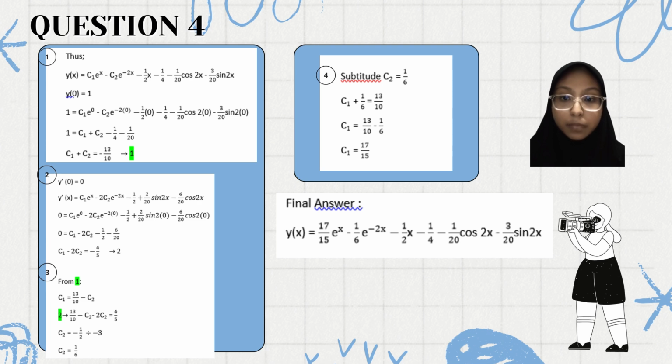Next, for y'(0) equals 0, it is the same as before, just put 0 in x. So at the last answer, c1 minus 2c2 equals 4 over 5. Next step, c1 equals 13 over 10 minus c2. So 13 over 10 minus c2 minus 2c2 equals 4 over 5. As the last answer, we get c2 equals 1 over 6.